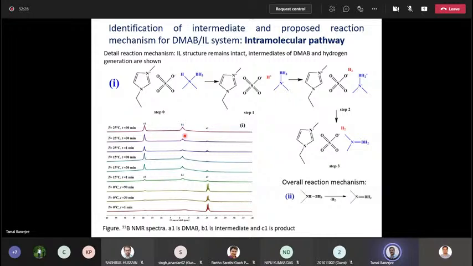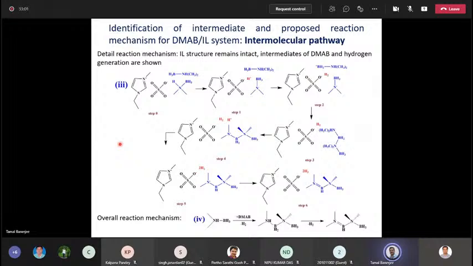So this way, if you do an in-situ boron NMR, you can see how the reaction proceeds with temperature as well as with time. Now we are able to get hydrogen at such a low temperature, at 25 degrees Celsius only. I didn't mention how many equivalents: it's just 1.97 equivalents, very less compared to EDAB. But looking at the advantage of a very low temperature, this is quite useful.